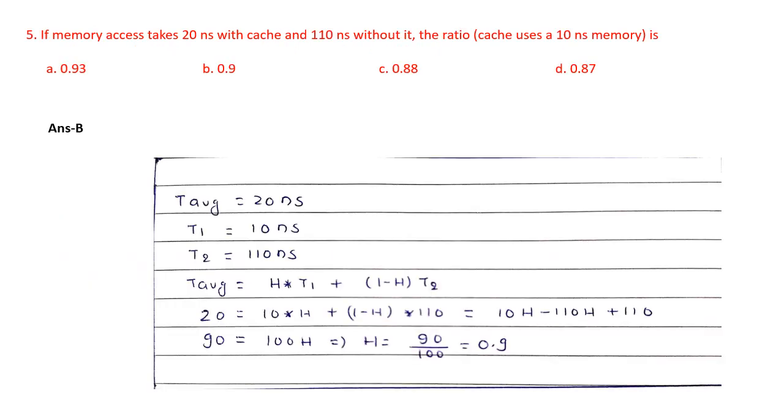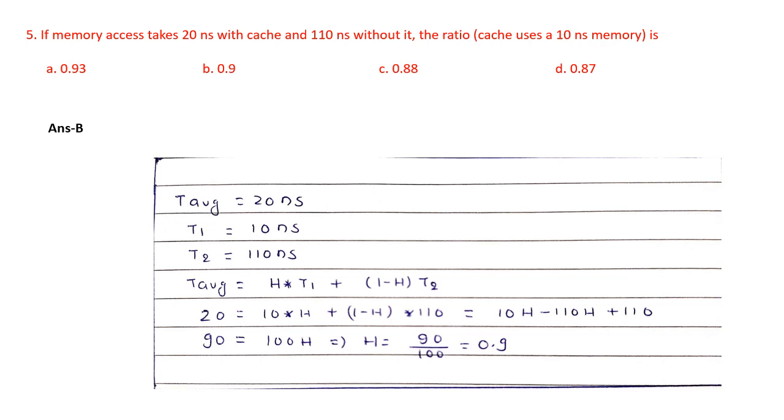Now the next question is about the memory access time. So we will read the question first. If memory access takes 20 nanoseconds with cache and 110 nanoseconds without it, the ratio is, so it is asking for the hit ratio. The cache access time is 10 nanoseconds, given here in the parenthesis. The average memory access time is 20 nanoseconds, and the main memory access time is 110 nanoseconds.